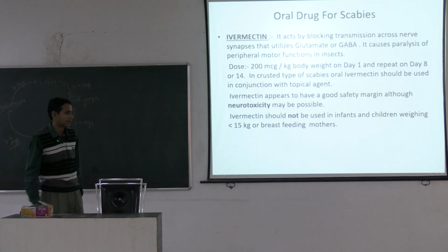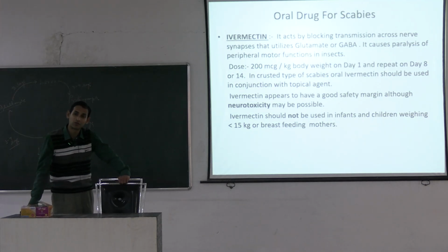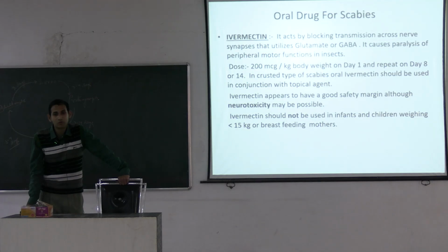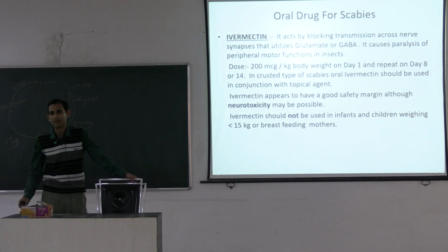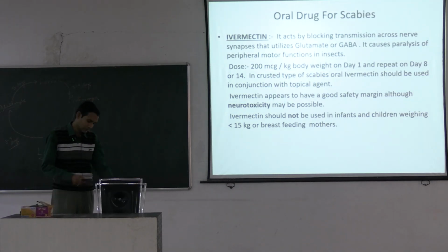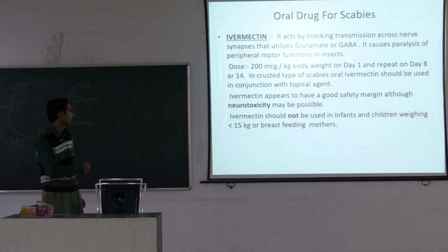The most important aspect of the use of ivermectin is crusted scabies or Norwegian scabies. In crusted scabies, ivermectin is given along with topical permethrin, because the nails are usually distorted, swollen, and heavily infested with the mite, and the topical medication will not penetrate the nail. In that case, oral medication is given along with topical medication. So, you have to give both permethrin and ivermectin at the same time in crusted scabies. It is one of the important drugs for crusted scabies.